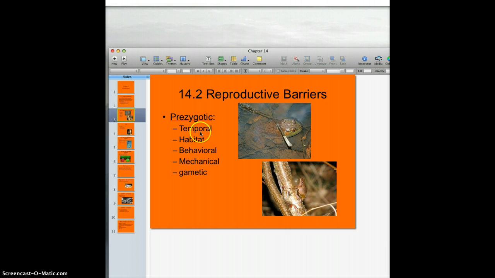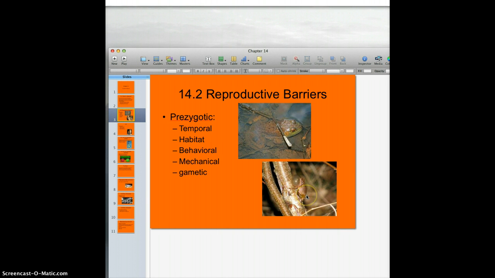One is called temporal, and that is basically when species breed, they have breeding seasons, and perhaps one species' season does not overlap with another. So for instance, here's a bullfrog and here's a spring peeper. They both live in New Jersey. They both live in similar areas, lakes, ponds, things like that. This American bullfrog is really only looking for mates in mid to late summer, July, maybe parts of June, early August.